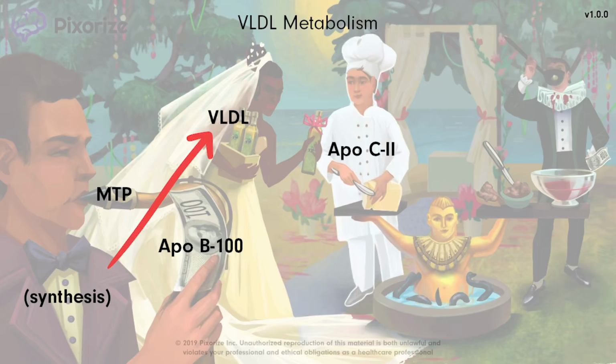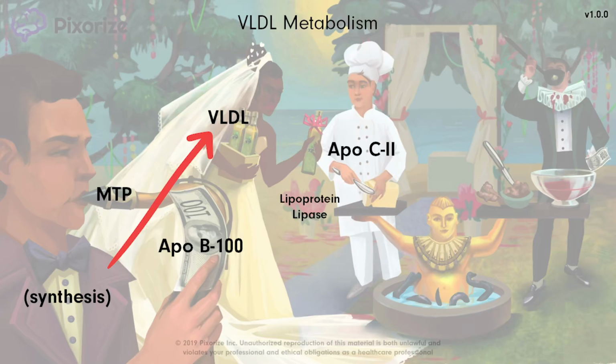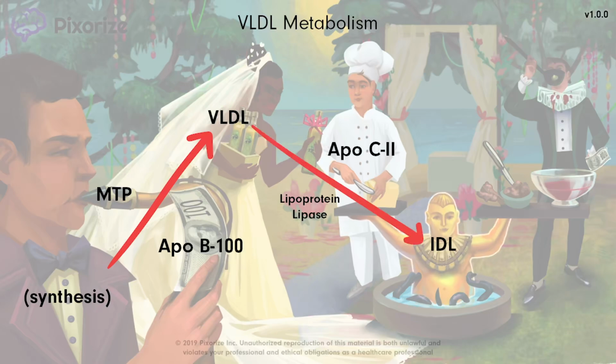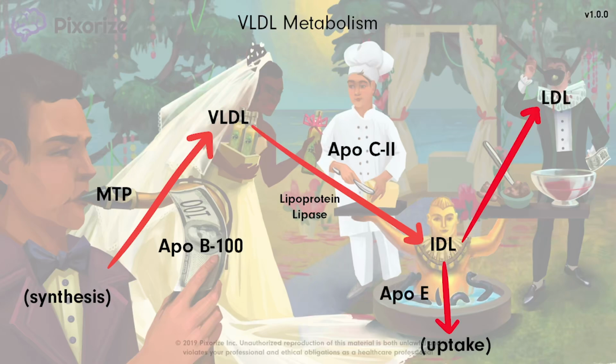Next, ApoC2 on the VLDL particle binds to lipoprotein lipase near body tissues. Together, they release triglycerides from VLDL and deliver them to tissues as free fatty acids. Once VLDL loses some of its triglycerides, it is now called IDL. IDL is either taken up by ApoE in the liver, or it is converted to LDL by hepatic lipase.